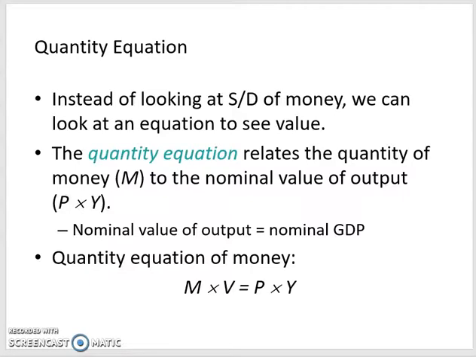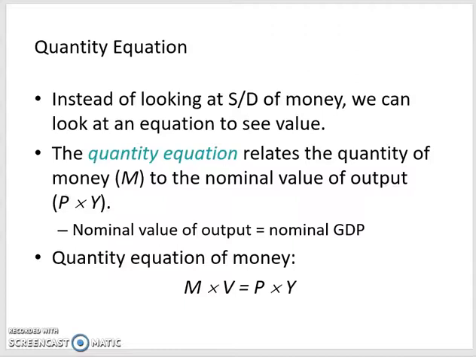All right, so last video we talked about supply and demand of money, trying to find value, looking at supply and demand. Now I want to talk about the quantity equation of money, which relates the quantity of money to nominal GDP, aka nominal value of output. All right, so the equation is down there at the bottom. It's MV equals PY. You also could see it sometimes called MV equals PQ. The Y and the Q are interchangeable, right?